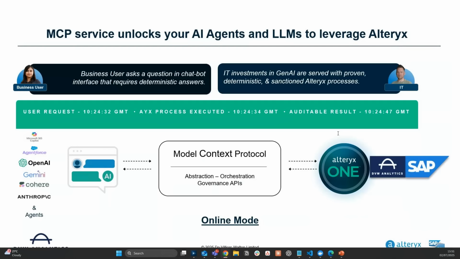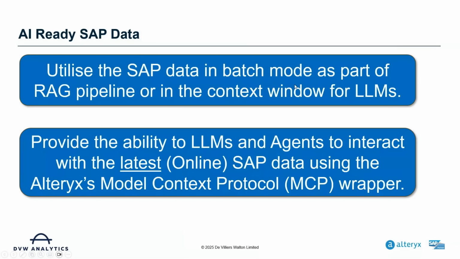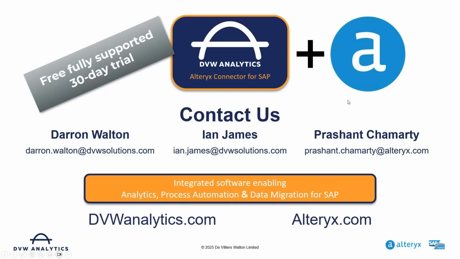So just to summarize, essentially it's looking at utilizing SAP data in a batch mode as part of a RAG pipeline or providing it as part of the context window. The second possibility is where you are bringing the LLMs to the SAP data, which is using the model context protocol wrapper, which we have built on top of Alteryx. With that, on to the final slide.